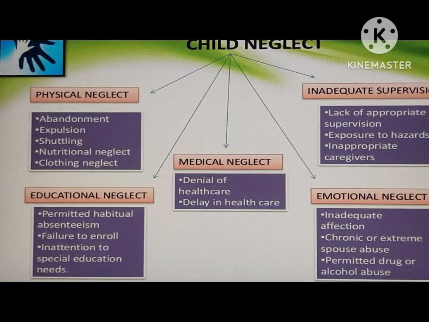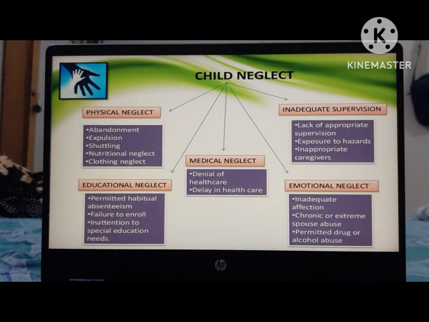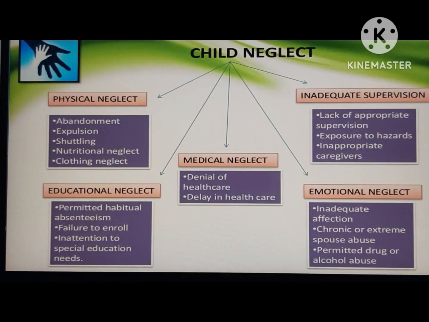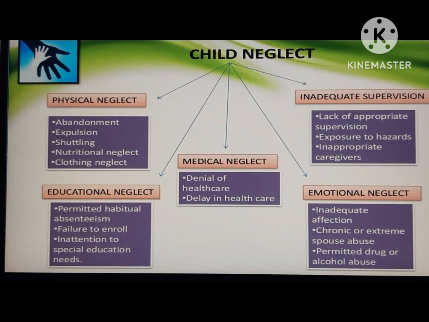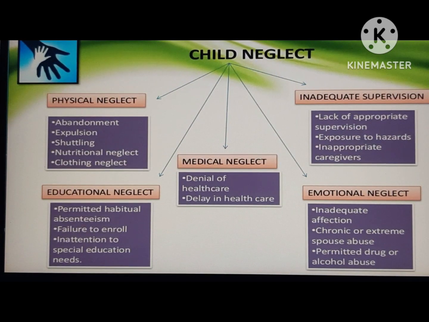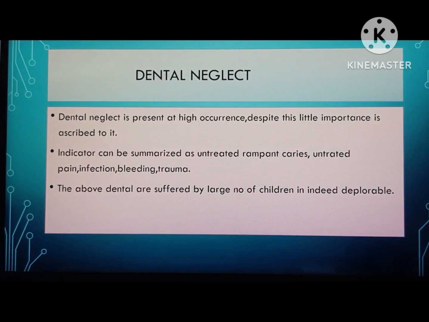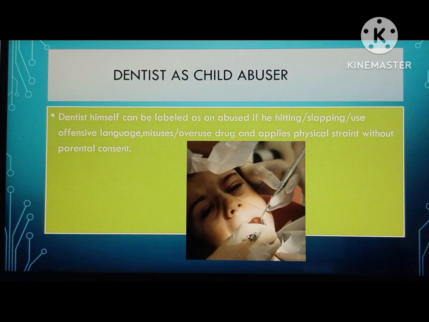This is a chart of child neglect. You can note it down. It is categorized in five: physical neglect, medical neglect, educational neglect, inadequate supervision, and emotional neglect. Dental neglect is present in high occurrence despite the little importance it is given. Parents do not give attention to the dental or oral health of the child and they neglect it. Many diseases result, like caries, pain, infection, bleeding, trauma.